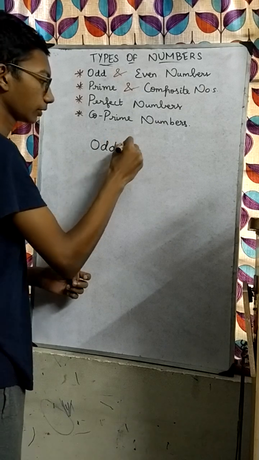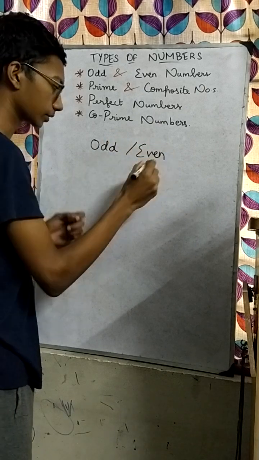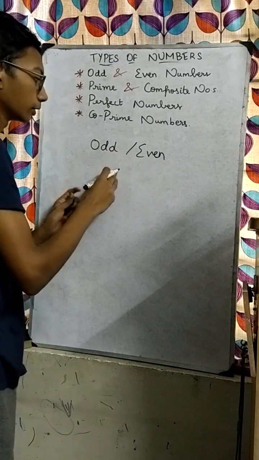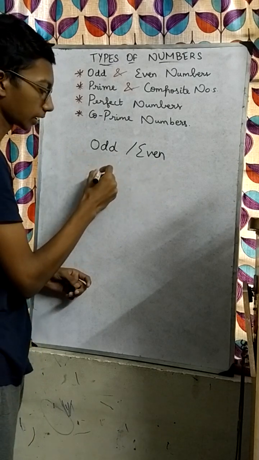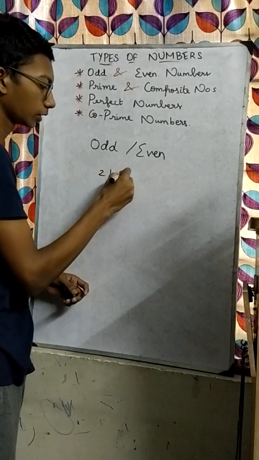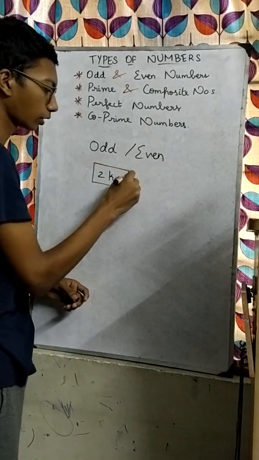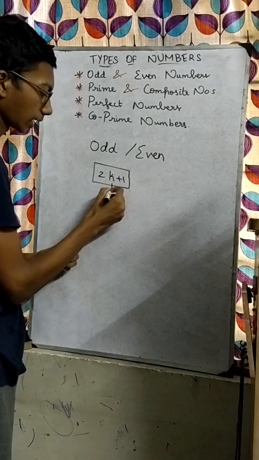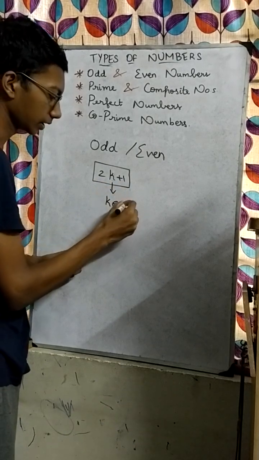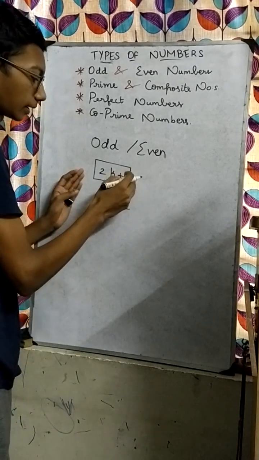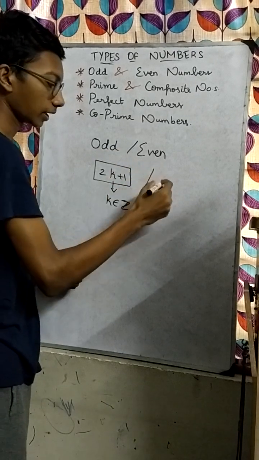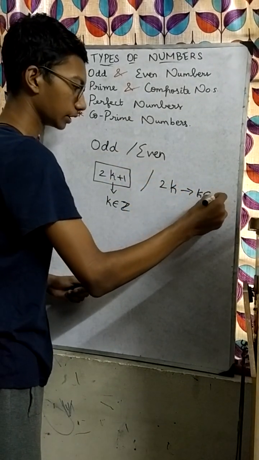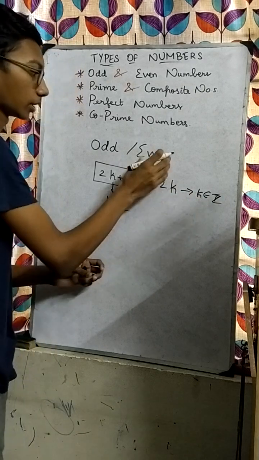Odd and even numbers are like opposite numbers. If a number is odd, it cannot be even. If a number is even, it cannot be odd. The thing about odd numbers is it has to be written in the form of 2k plus 1. If a number is written in the form of 2k plus 1, where k is any integer, then that number is called an odd number. If a number can be written in the form of 2k, where k belongs to integers, then that number is called an even number.